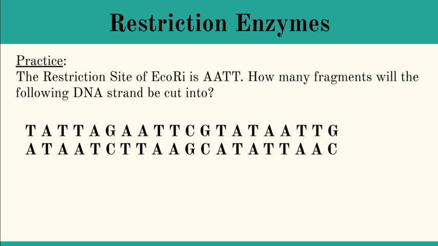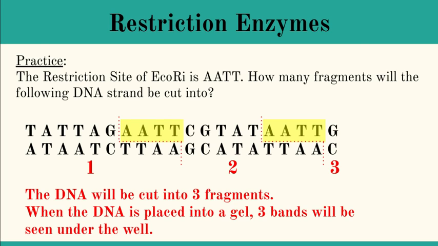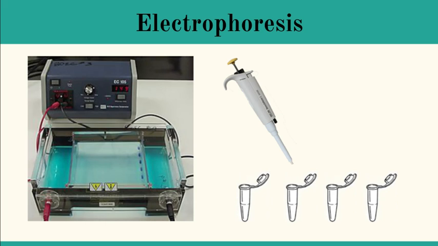To practice this quickly, the restriction site of EcoRI again is AATT. How many fragments will the following DNA strand be cut into? Every place where this restriction enzyme reads AATT, it's going to make a cut. So if it makes 2 cuts here, then 3 DNA fragments are going to be created. Then these samples could be placed in a gel, and electrophoresis can be done to separate these pieces inside of this gel.